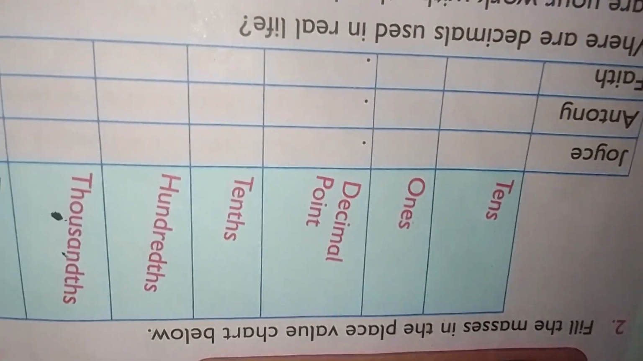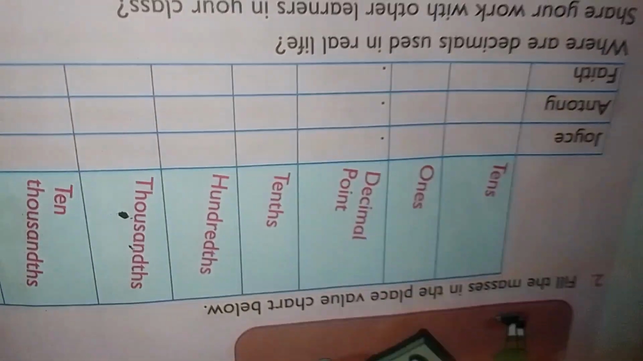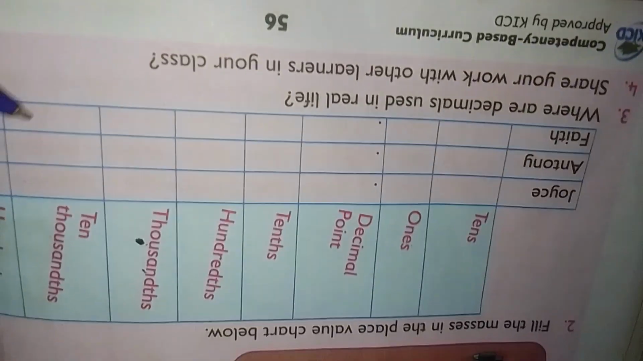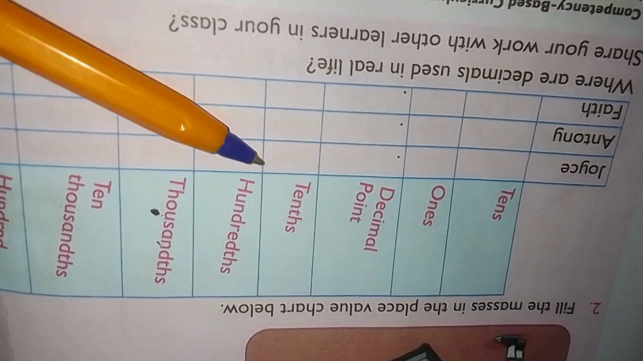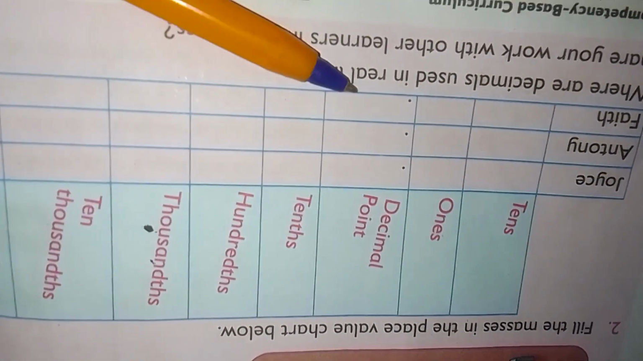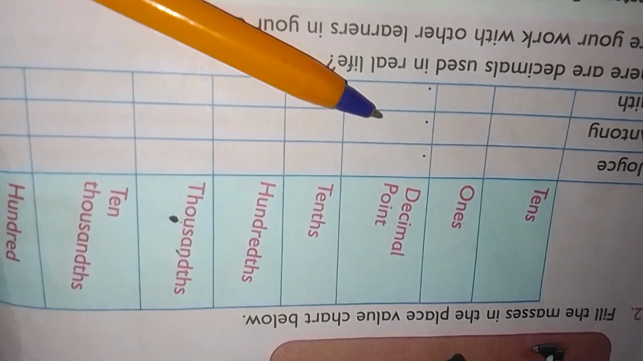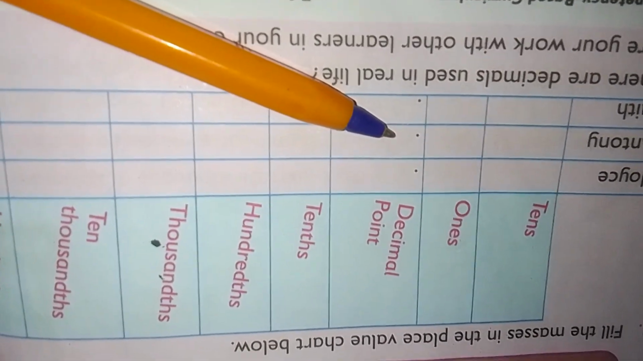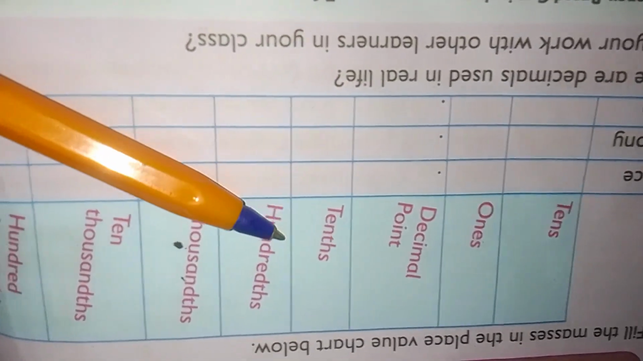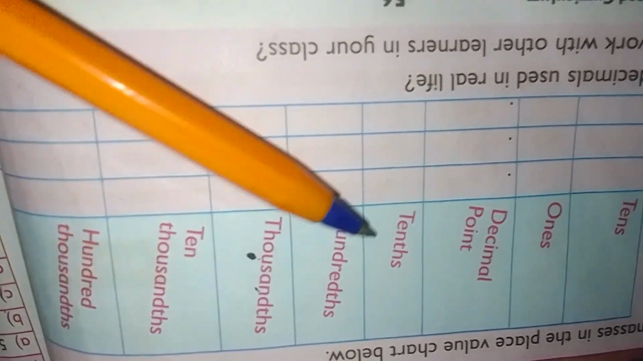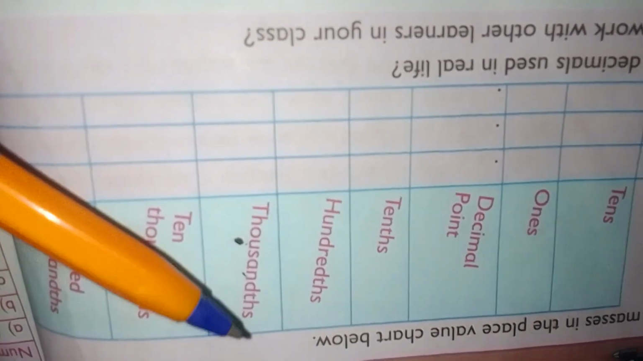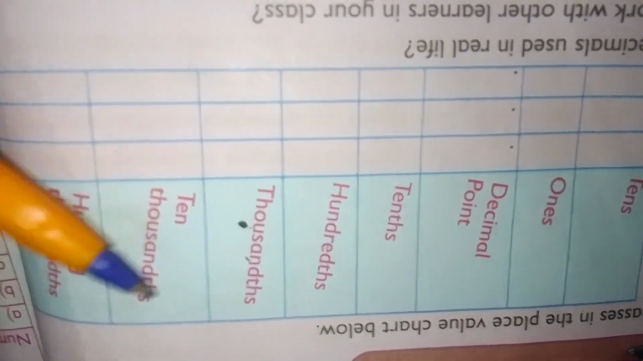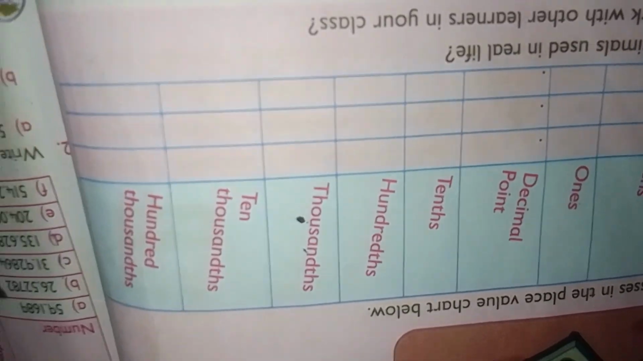We have a place value chart below. This is the decimal point. After the decimal point, we have the place values of digits in the decimal. We start with the tenths, hundredths, thousandths, ten-thousandths, hundred-thousandths.